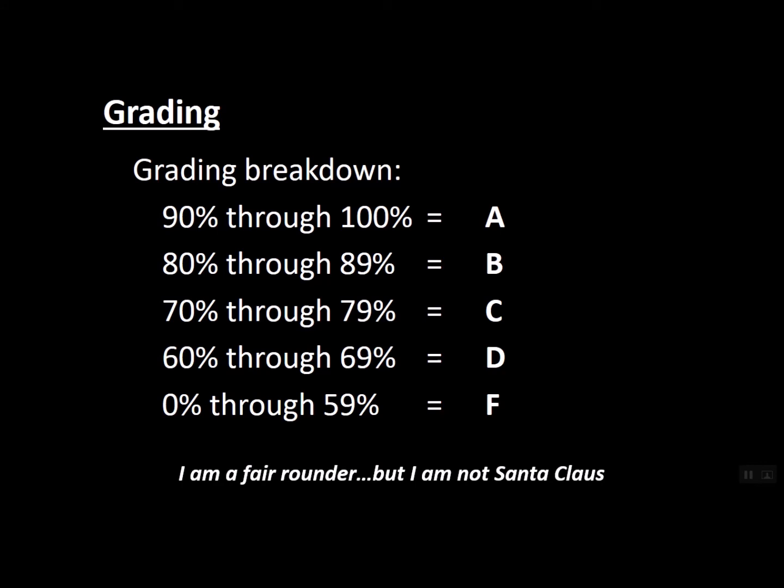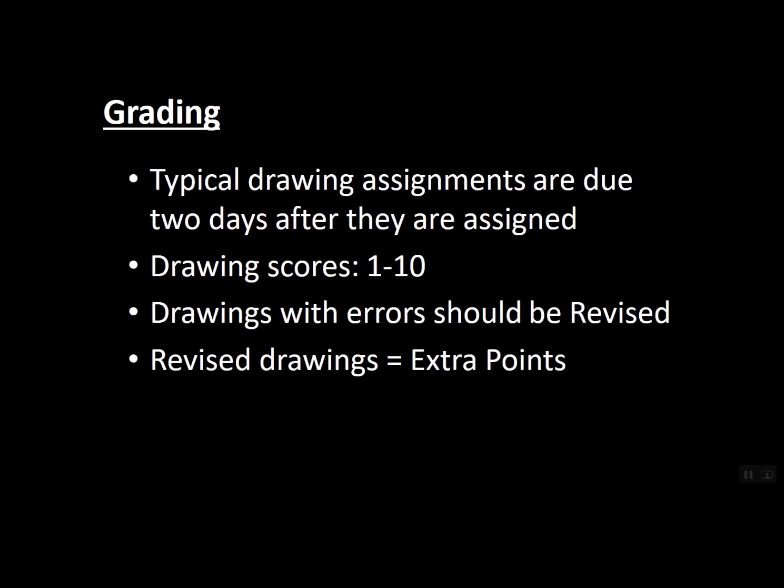I do round. I have students, if you get an 88.95, am I going to round it up? Probably. I know that the math works out and is very exact in Canvas, but if you're close to an A within a point or so, I don't mind rounding up. If you're close to a B within a point or so, I don't mind rounding up. Grades are subjective, and I'll give you the benefit of the doubt. So I am a fair rounder, I think, but I'm not Santa Claus. A 68% is never going to be a B. The 74, I'm never going to round it up to an A. So fair, but not crazy.